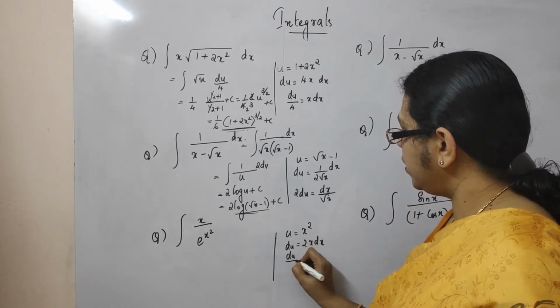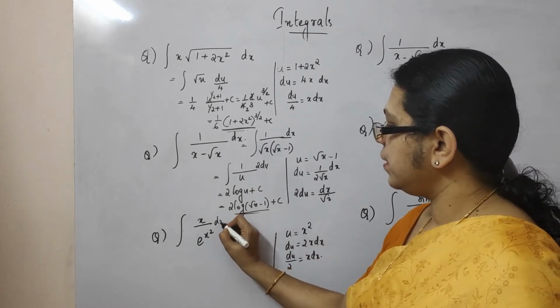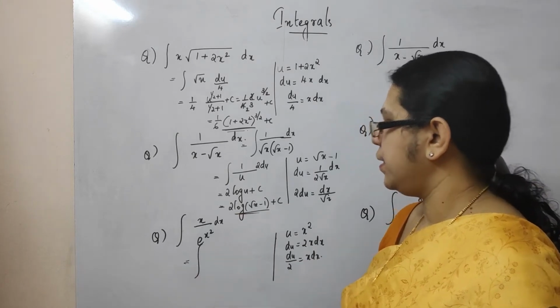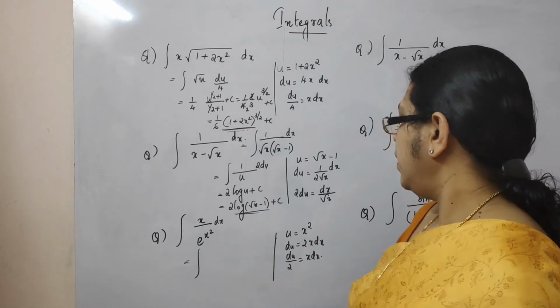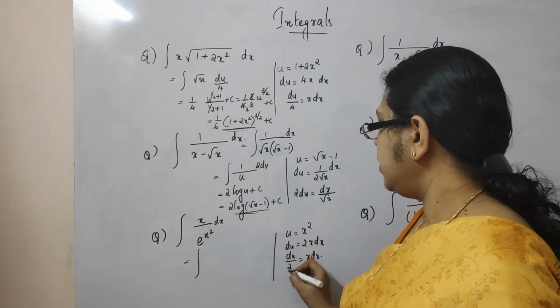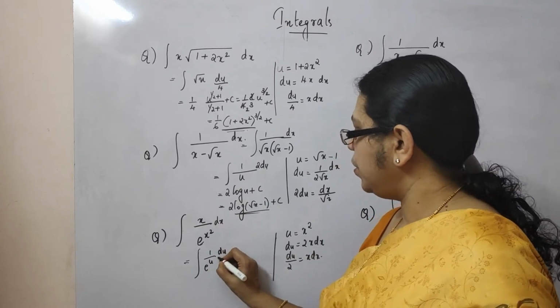So du by 2 is equal to x dx. Now x dx is here. So I can write this as the integral of, what do I get? Integral of 1 by e raised to u into du by 2.